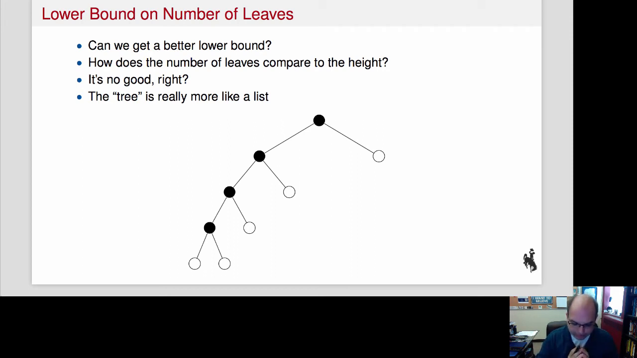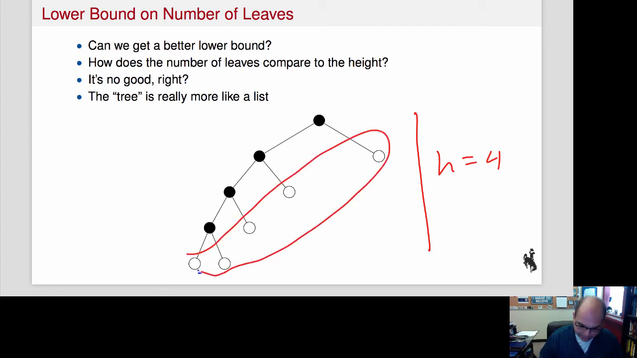Well, I've got to be careful because right here is a tree whose height is equal to 4, but that has 5 leaves. So that doesn't really give me a very strong theorem. I mean, maybe I can prove that the number of leaves has to be at least the height plus 1, but that's just not a very strong result. So can we do any better?